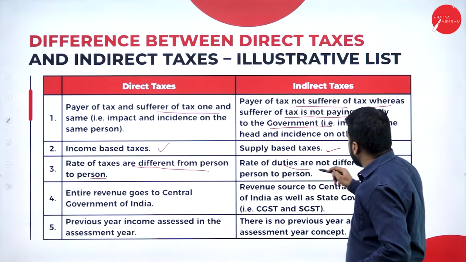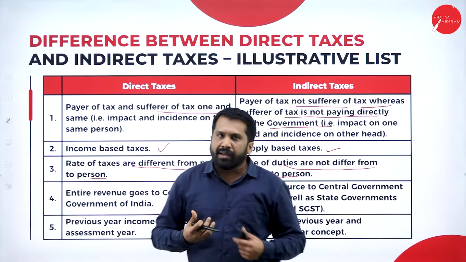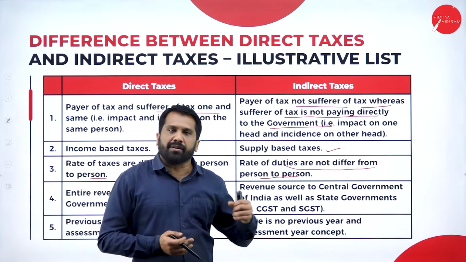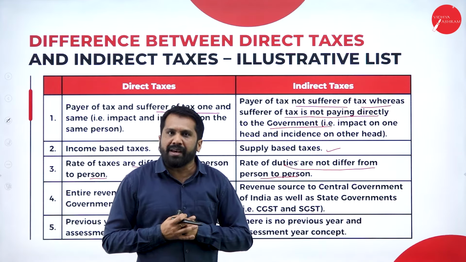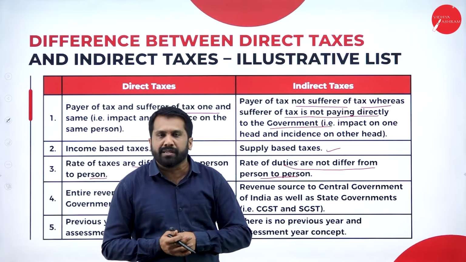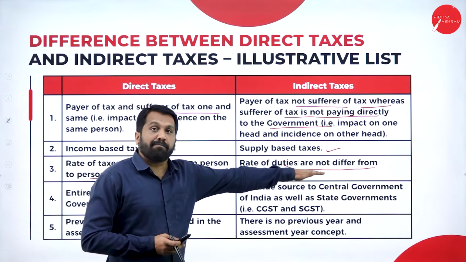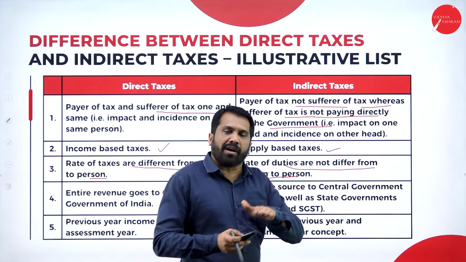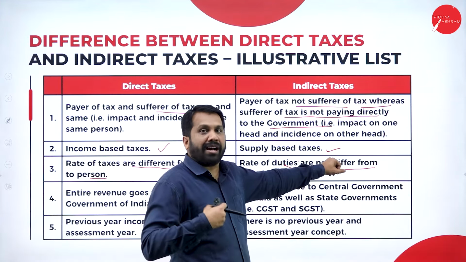But rates of duties do not differ from person to person. If I go to a hotel, I will pay 9%, you will also pay 9%. If I go to some shop, that person also pays 18%, I also pay 18%. If Ambani goes also, he will pay 18% tax because there is no differentiation between people. If a 3 year old small kid goes and buys from the shop, that kid also will pay the same tax that I paid.